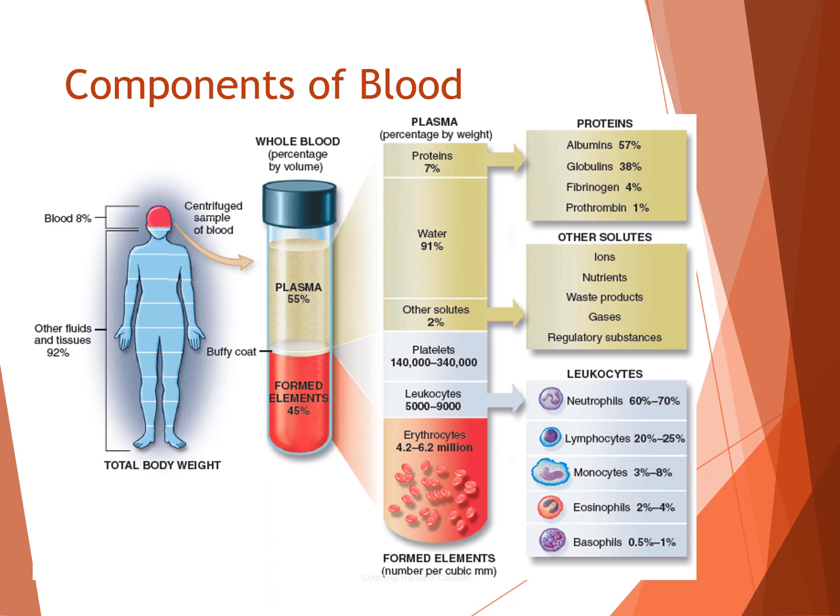And this is also a good list here of the leukocytes, or white blood cells, which we will talk about a little bit more coming up. The neutrophils, lymphocytes, monocytes, eosinophils, and basophils, and they all have different jobs. But this is a good visual of the components of blood.